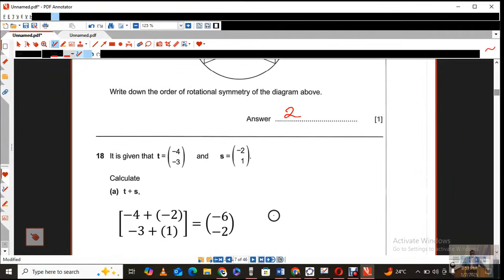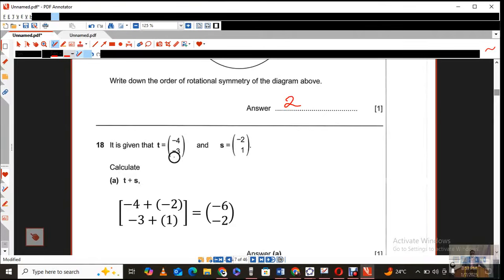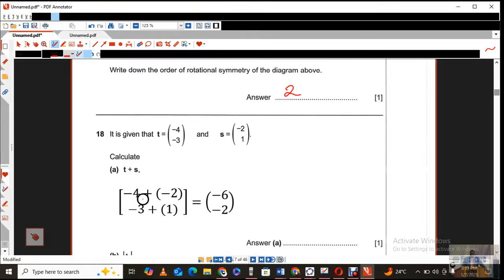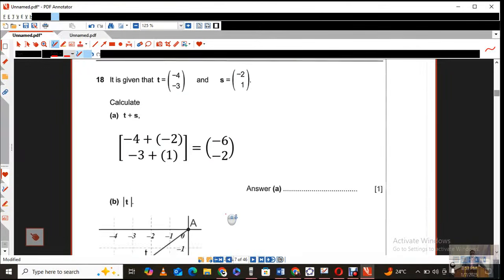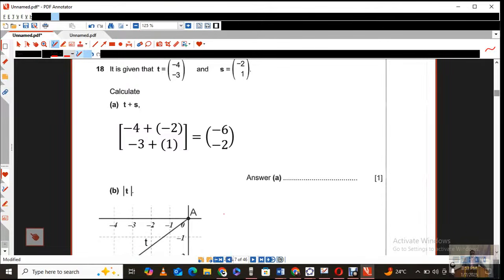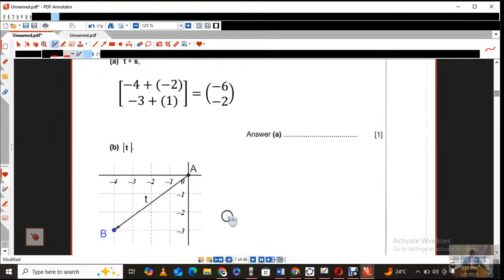Question 18. It is given that vector t is equal to (-4, -3) and vector s is equal to (-2, 1). When you are adding them, you just add the component parts. So -4 plus -2 gives you -6, and -3 plus 1 gives you -2. That in itself is the answer for 1 mark. Don't waste your time.